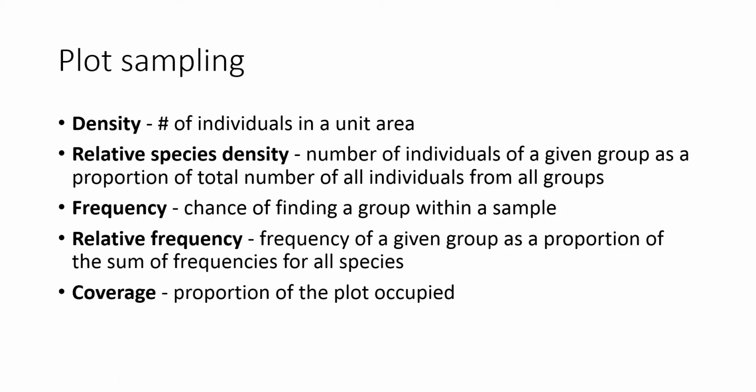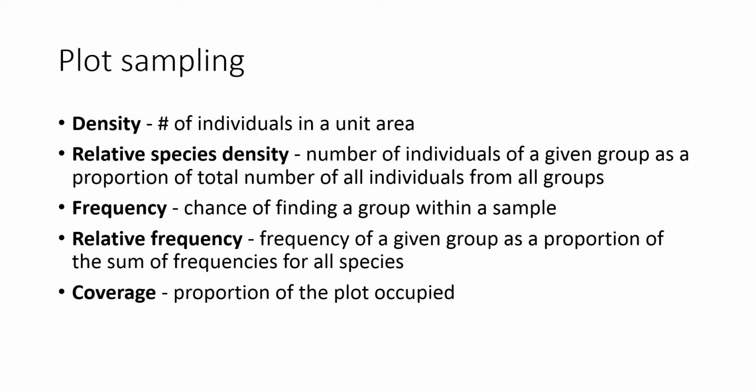All right, so things that you can get out of plot sampling. A lot of this is coming directly out of your Brower textbook. Again, this is a really great resource for the basic concepts in sampling design. And so these are some of the definitions that I want you guys to be thinking about. So density is really just individuals per unit area. Relative species density is when we're thinking about the number of individuals in a given group as a proportion of all the individuals that we observed.